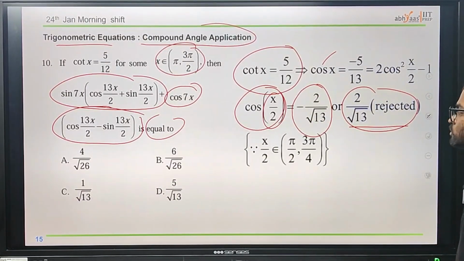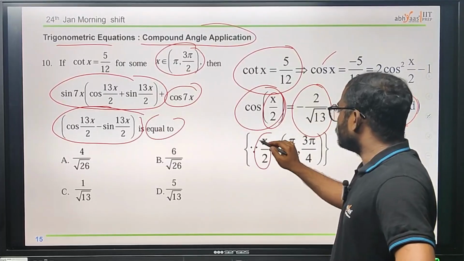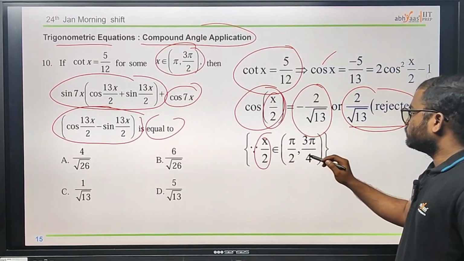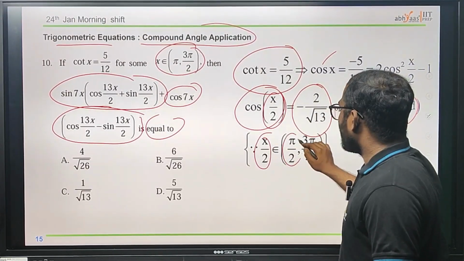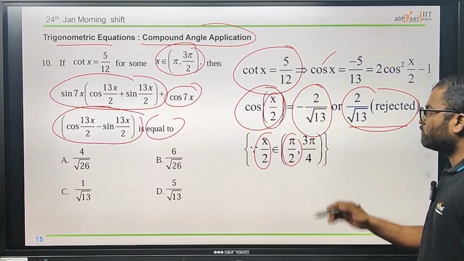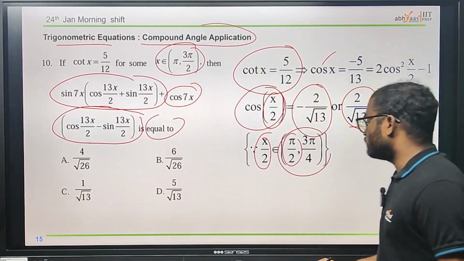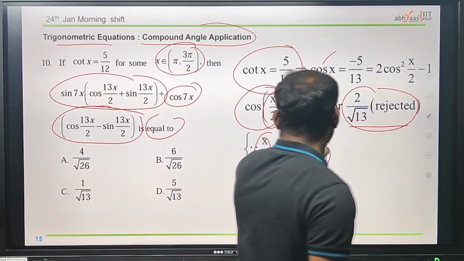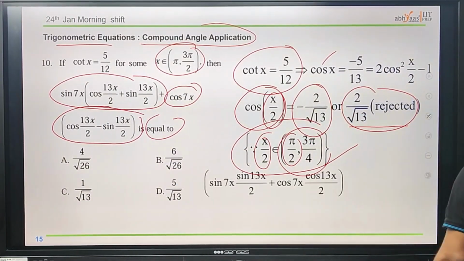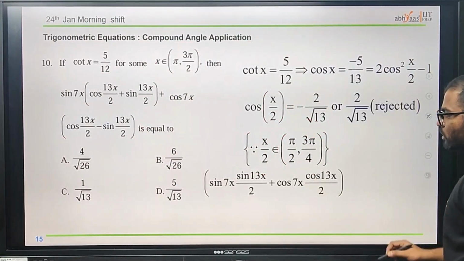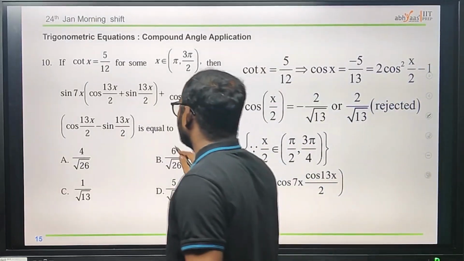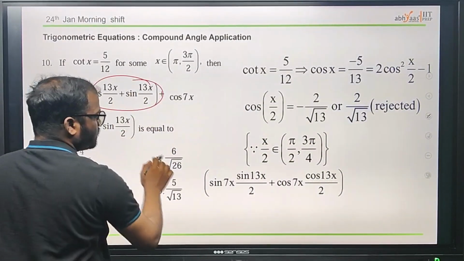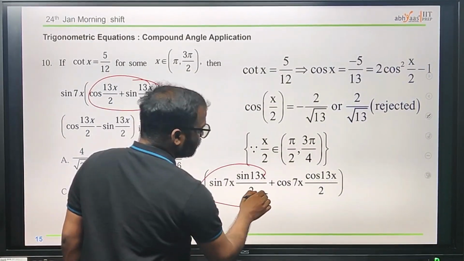Now the next thing you need to do: since this x by 2 is in between, like we are finding this angle, therefore this interval becomes pi by 2 comma 3 pi by 4. Since it belongs to this interval, this will become sin 7x, into just multiply those one.